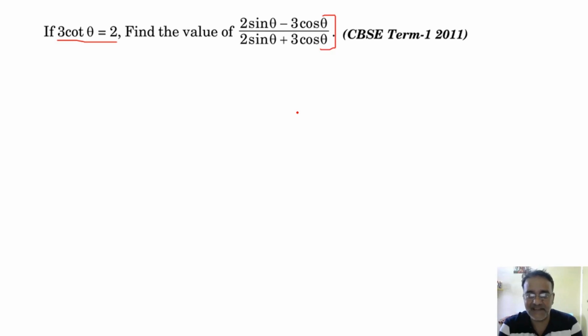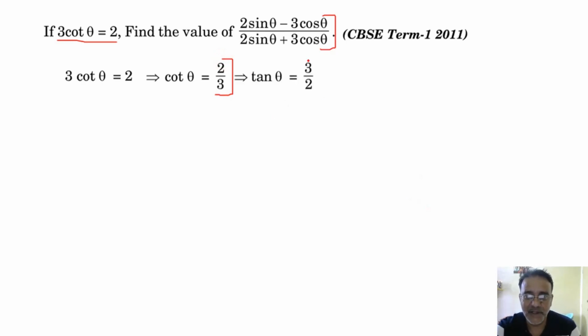So what will be tan theta? It will be 3 by 2. Yes, tan theta is 3 by 2. Now how will you get tan theta from this expression? Can you identify? How will tan theta come here? Sin theta by cos theta. Right, we have to divide by cos theta. Okay, so that concept is clear.